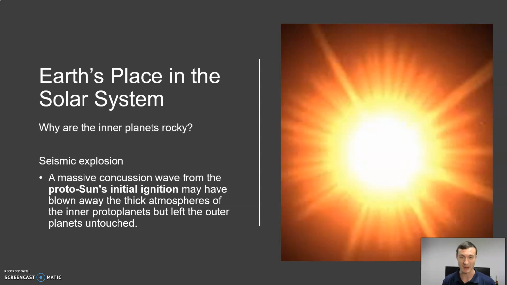Now, the high temperatures might have been a factor, but there's also this idea of the proto-sun igniting, alright, the big pop. It might have been so powerful, maybe, that it blew away the atmospheres of all of the inner planets and knocked that material back into the outer solar system.